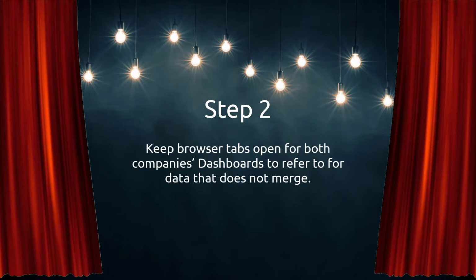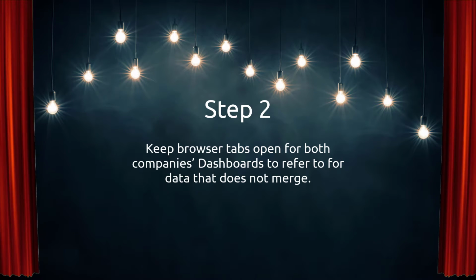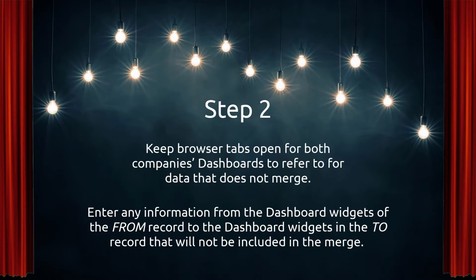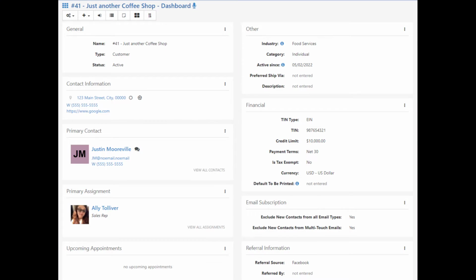Step 2. It is recommended that you keep tabs open for both companies' dashboards to refer to for data that does not merge. We're going to enter any information from the dashboard widgets of the From record to the dashboard widgets in the To record that will not be included in the merge.